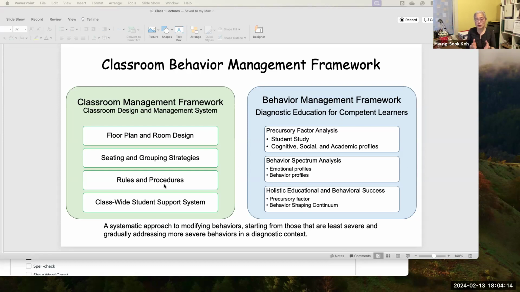So as a classroom manager, as a teacher, you shape your students so they can follow you without any difficulties and challenges. The last one is a class-wide student support system. Many people call it the PBIS system, but that is more individual based. That's why I call it the class-wide student support system. Again, it's a whole classroom system. It tells the students what to expect when they do right, when they do wrong.